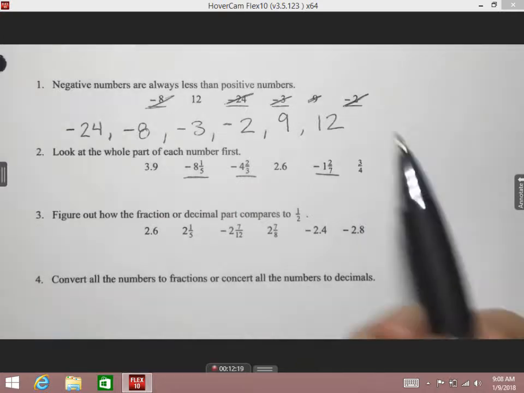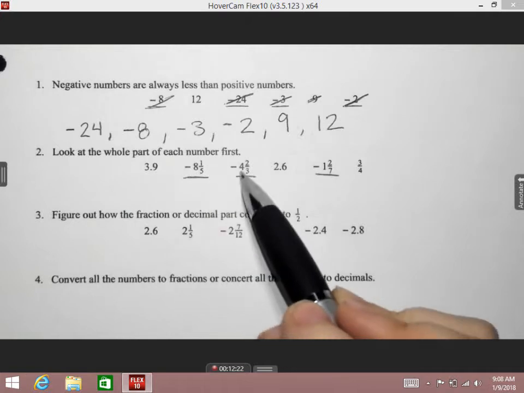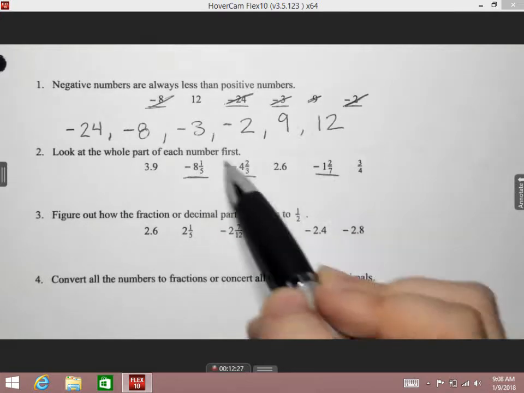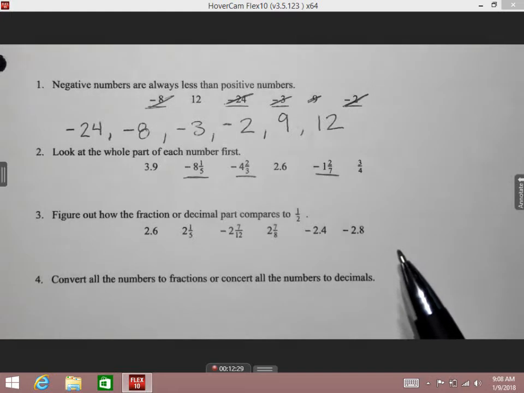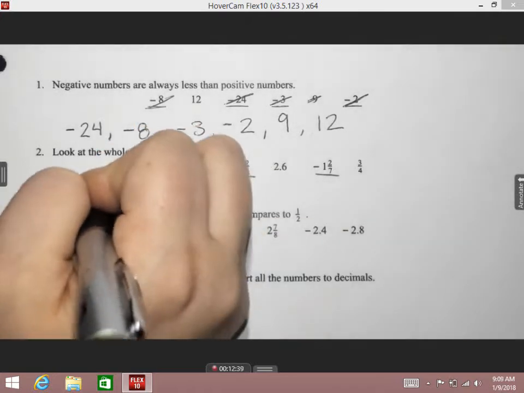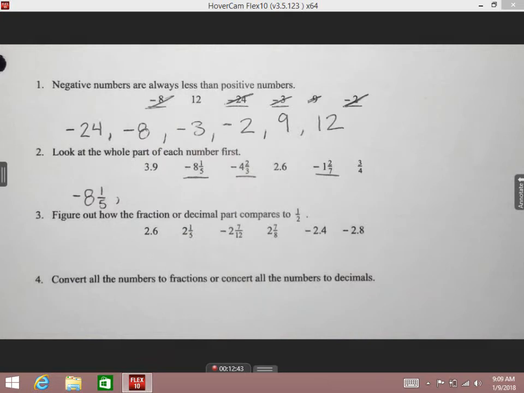All right, so guys, now I'm looking at my negative numbers. If you look at these whole numbers, that's like negative 8 and some more, negative 4 and some more, negative 1 and some more. Since they all have different whole numbers, we can just focus on the whole numbers. Which one's going to be the least amount? Vina? Negative 8 and 1/5, because it has the biggest whole number, which means it's the smallest negative number.